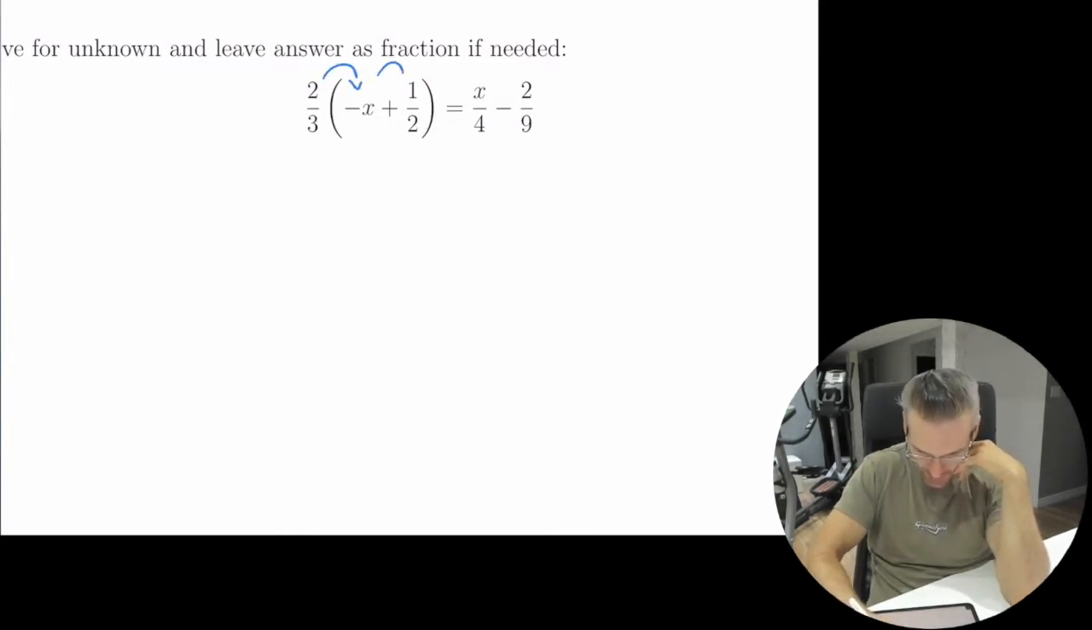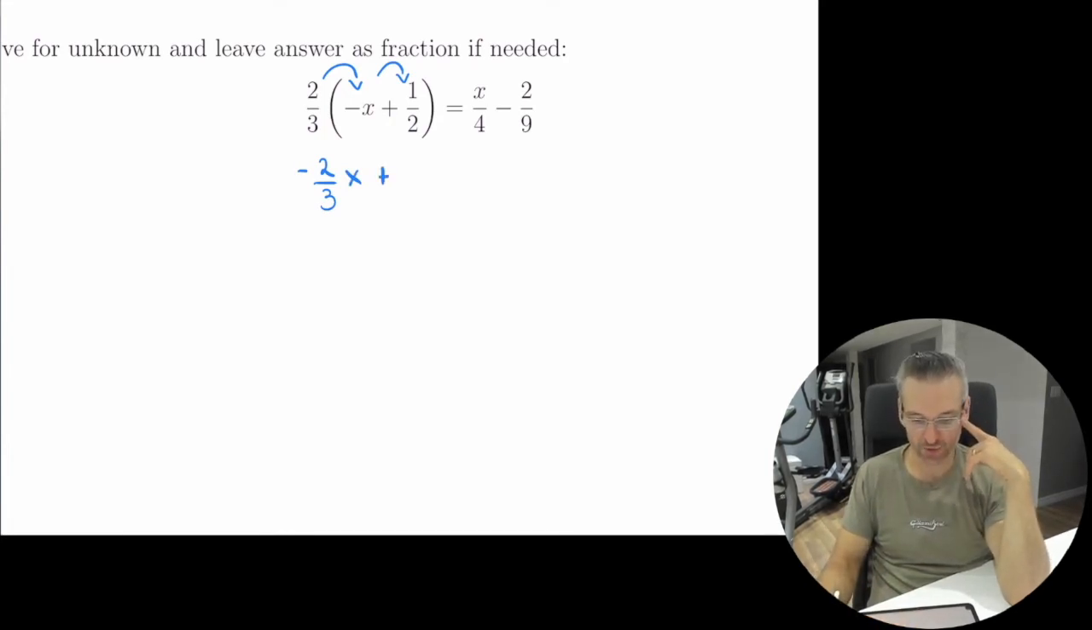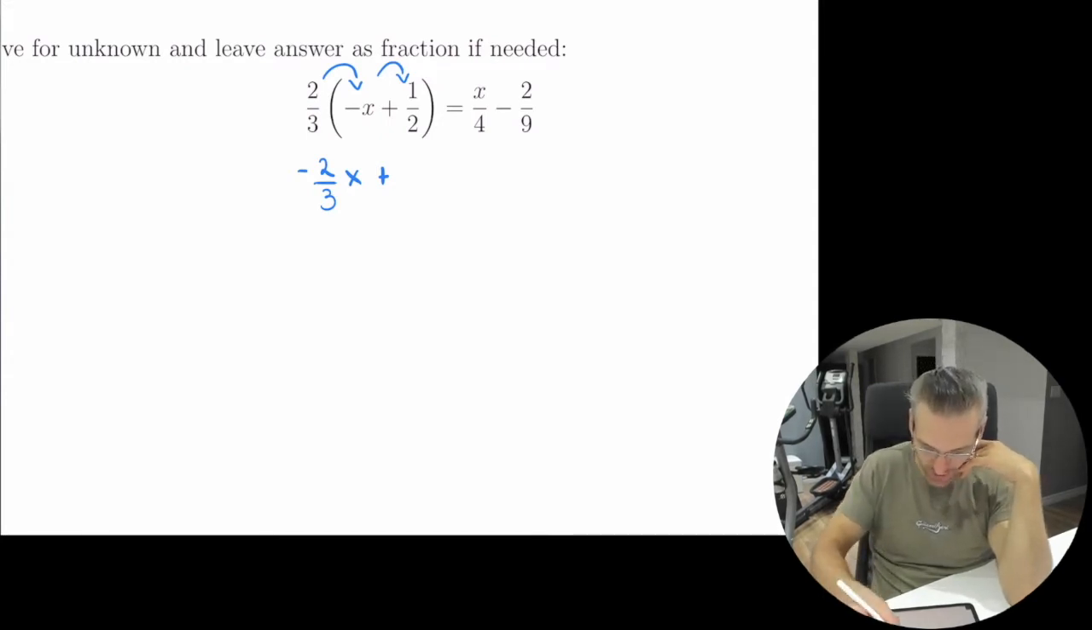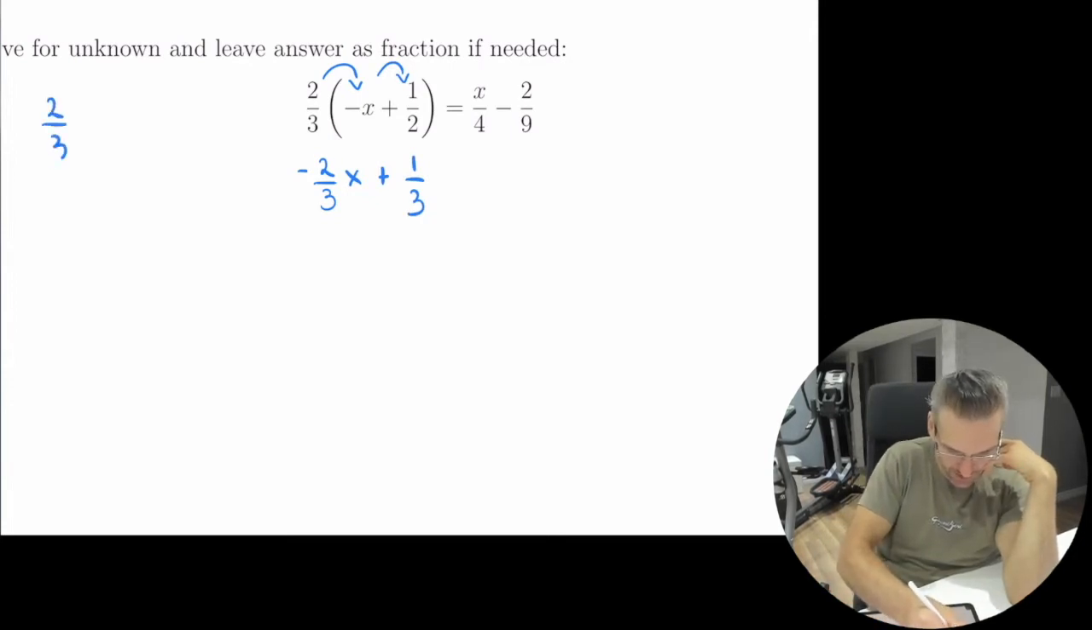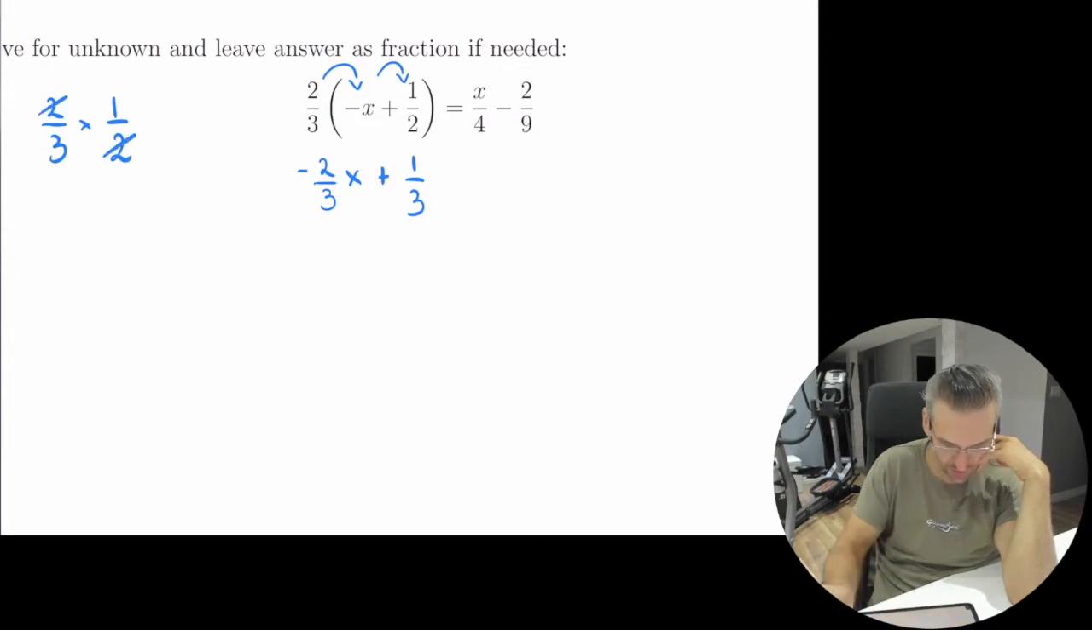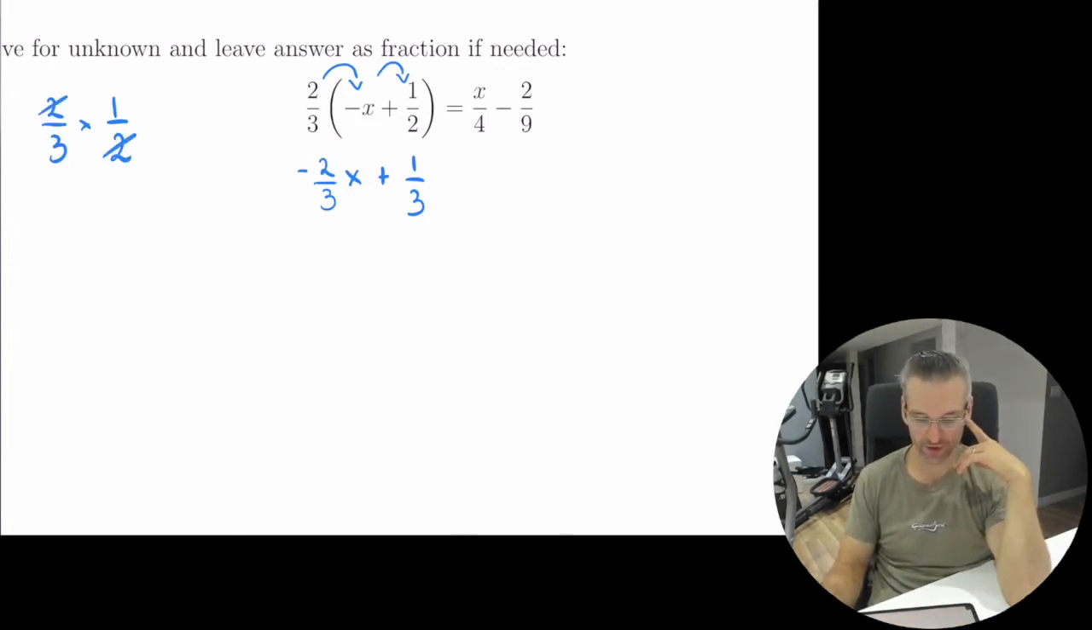So we're going to bring this inside. So that's going to be negative 2 over 3 x, because we're multiplying, and then we have plus. Notice the 2 over 3 multiplied by a half, so that is going to be 1/3, and the reason is because when you're multiplying this out, notice this 2 and this 2 will cancel, so you have 1/3.